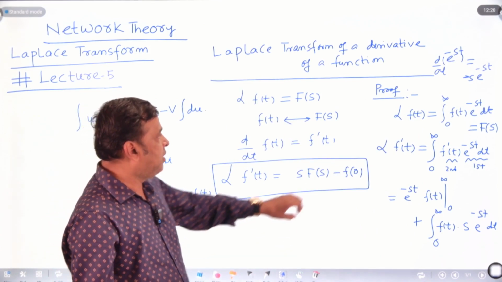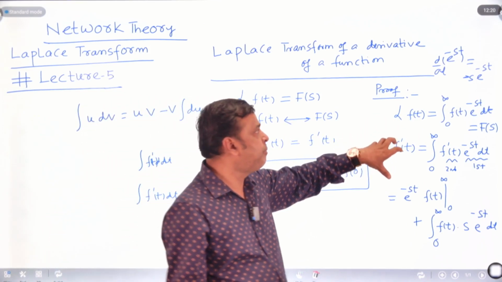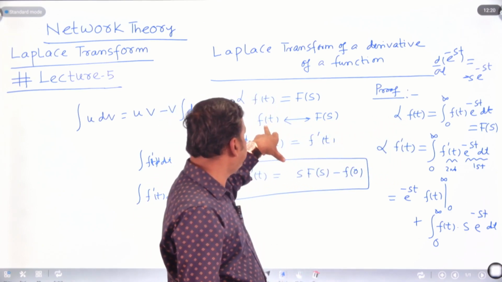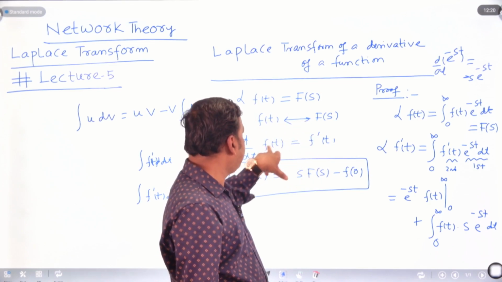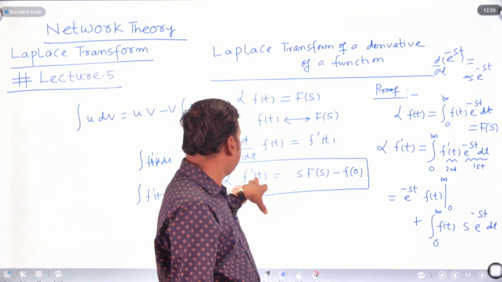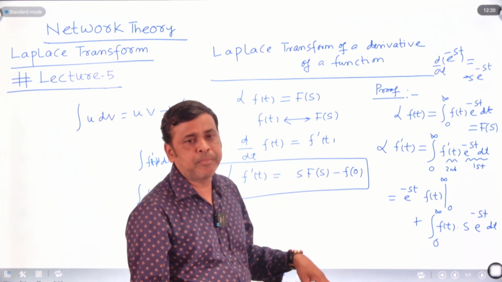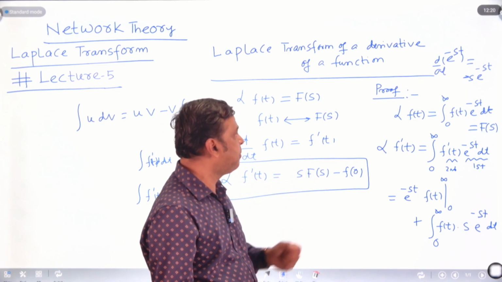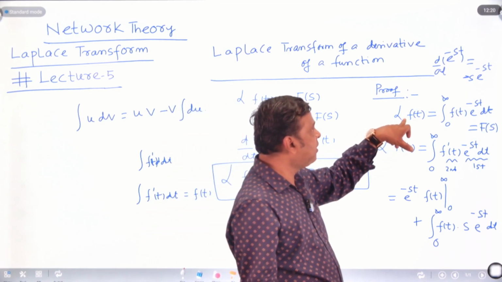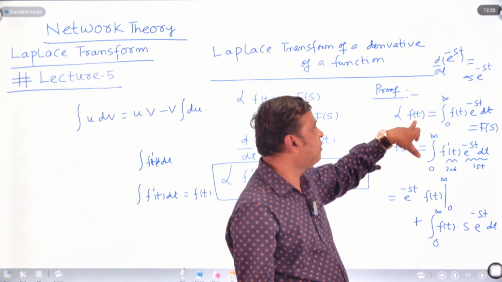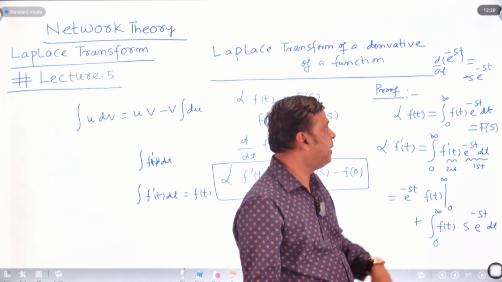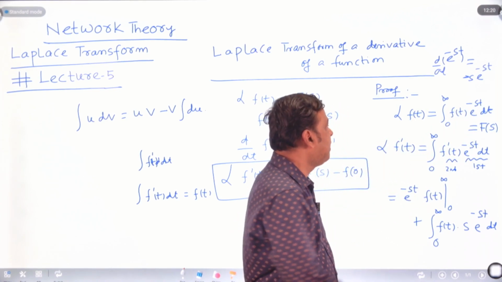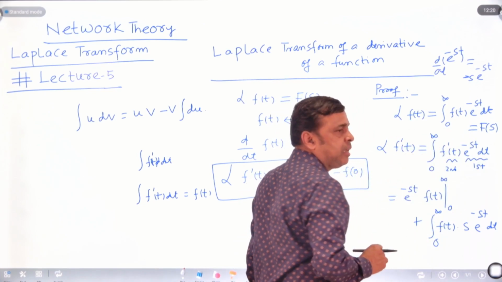Remember, now we are going to find the Laplace transform of a derivative of functions. If f of t is the function, the derivative of f of t is f dash t, and the Laplace transform of the derivative is s f of s minus f of 0. So we are going to prove that the Laplace transform of f dash t is s f of s minus f of 0. This is a standard formula: the Laplace transform of any function f of t, that is the integral of f of t into e to the minus st dt, is f of s. So the Laplace transform of f dash t is the integral of f dash t into e to the minus st dt.